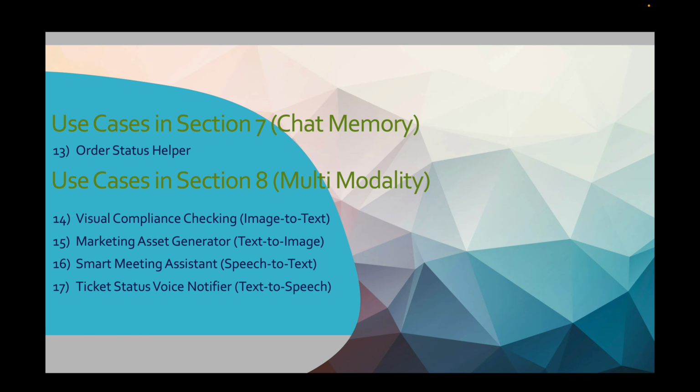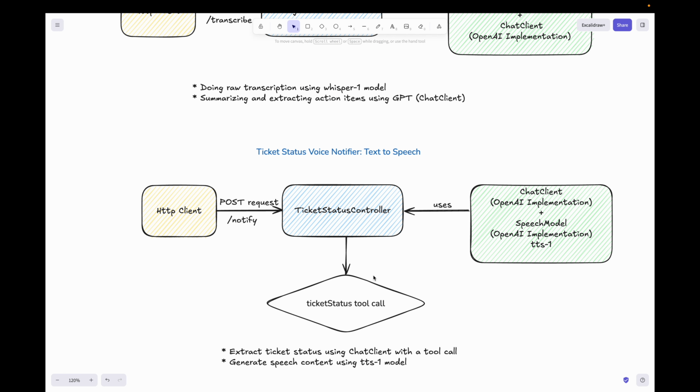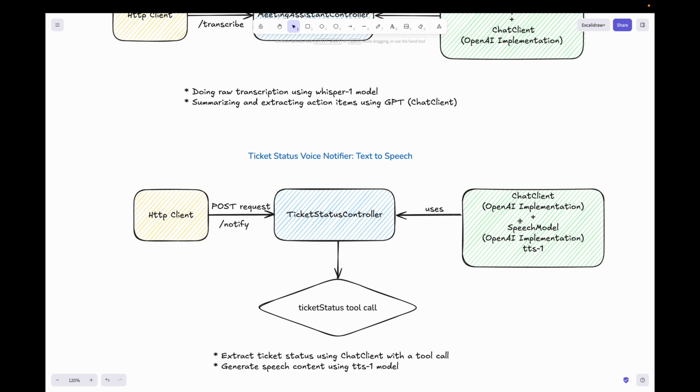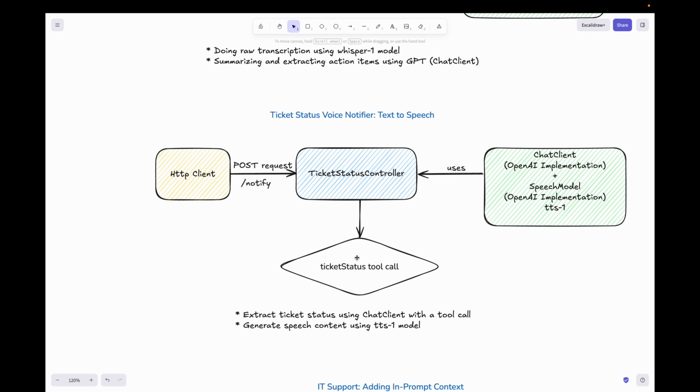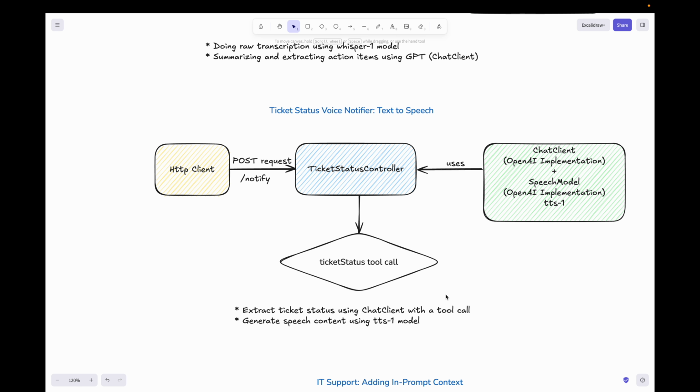And then for the text-to-speech use case, I will use a ticket status voice notifier. Here I will use the chat client implementation of OpenAI together with a speech model, the OpenAI TTS1 model. In this use case, I will also create a tool, the ticket status tool, and call that tool to perform the ticket status voice notification. Here the model will extract the ticket status using the chat client with a tool call, and then generate the speech content using the TTS1 model, which is a specific speech model provided by OpenAI.